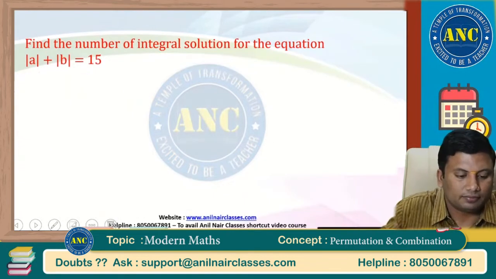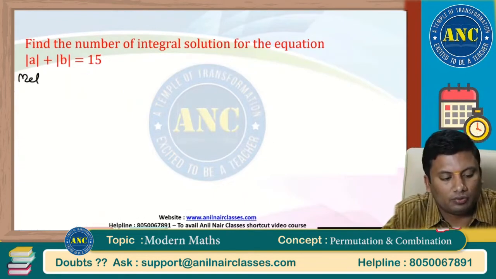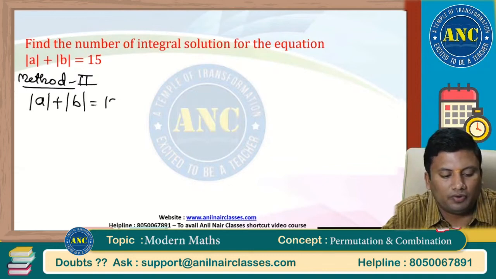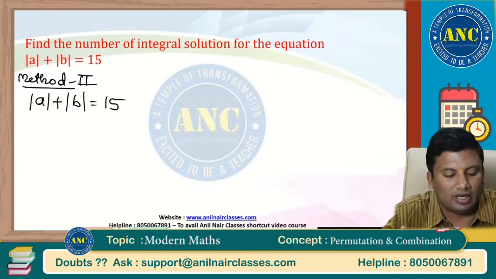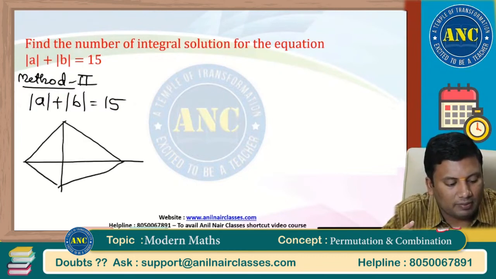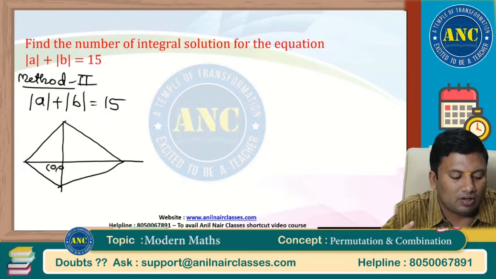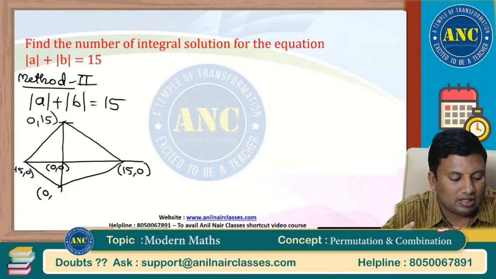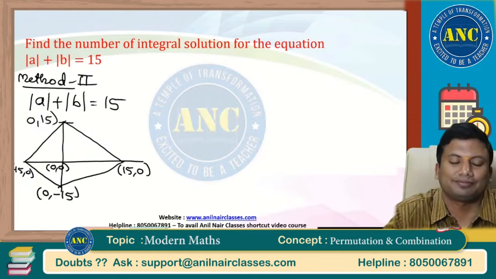Next one. Now, method number 2. Mod A plus mod B equivalent to 15. This is the graph of a rhombus. This is how the graph will be. This is nothing but 0, 0. This is nothing but 15, 0. This is nothing but minus 15, 0. D is nothing but 0 comma 15. D is nothing but 0 comma minus 15.